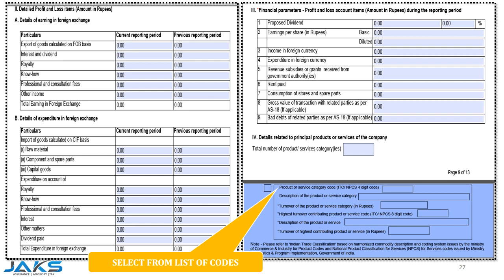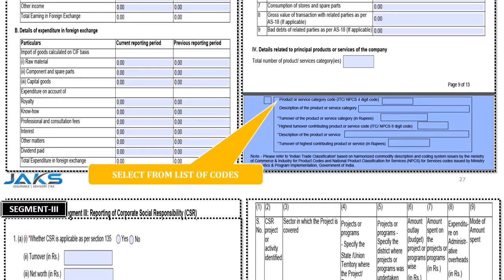That is, the number of products or services is to be selected, their service or category code is selected from the list provided, their turnover, description, etc. is also provided. Then, that product or service which provides the highest turnover is described with their description, code, and the highest turnover.